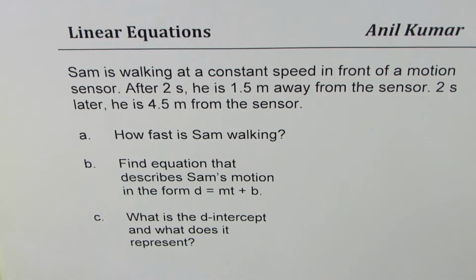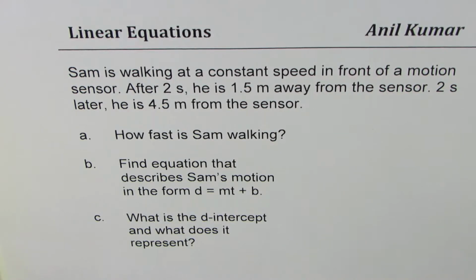The question here is Sam is walking at a constant speed in front of a motion sensor. After 2 seconds, he is 1.5 meters away from the sensor. 2 seconds later, he is 4.5 meters from the sensor. How fast is Sam walking? Find the equation that describes Sam's motion in the form d equals mt plus b. What is the d-intercept and what does it represent? You can always pause the video, answer the question, and then look into my suggestions.